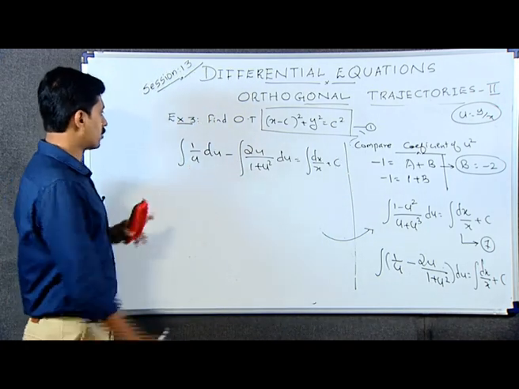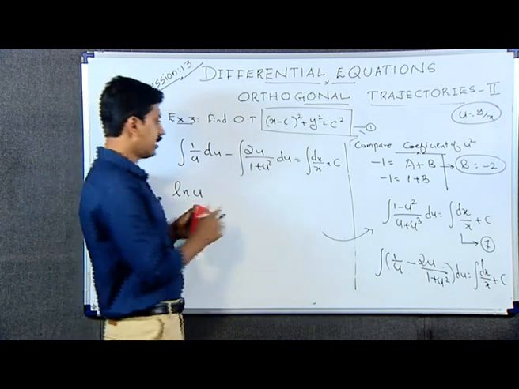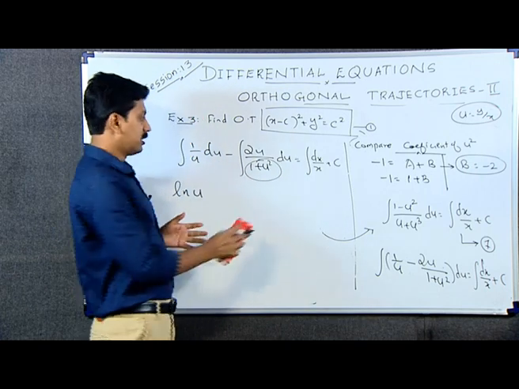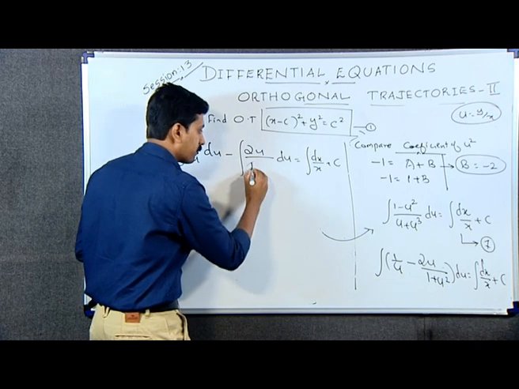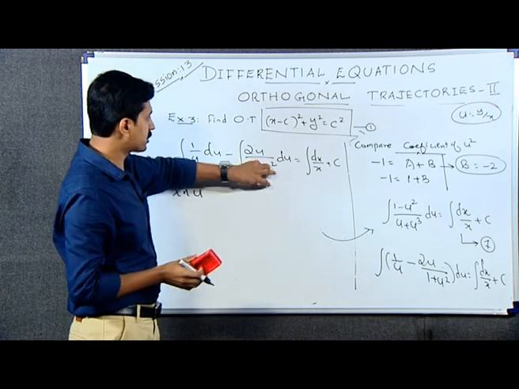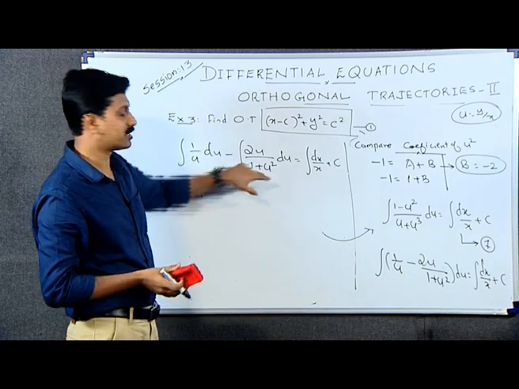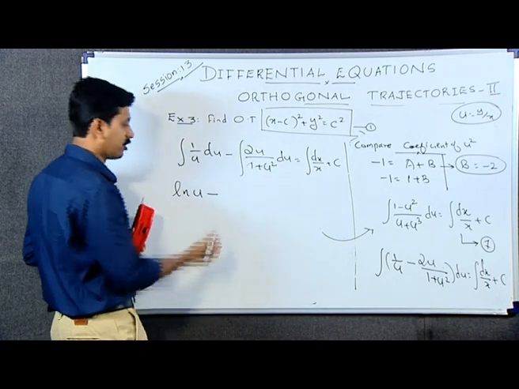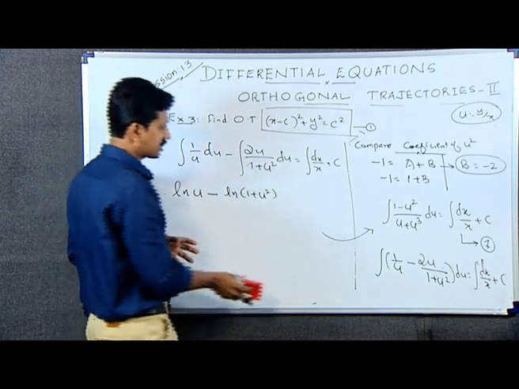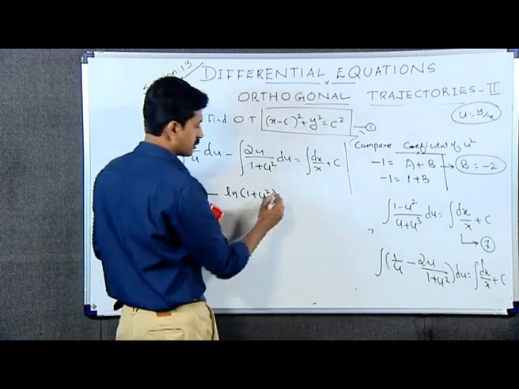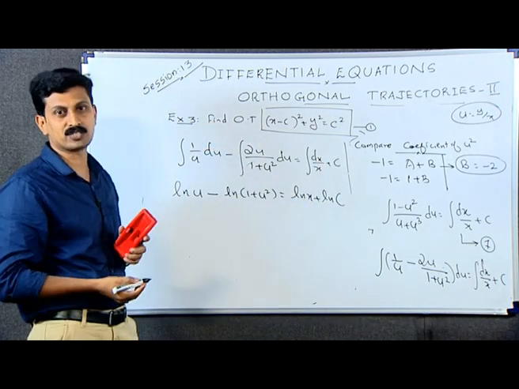Now we are able to solve this. The integral of 1 by u is log u, and here we have 1 plus u square. The derivative of 1 plus u square is 2 u, which is in the numerator. Therefore the derivative of the denominator is in the numerator, so the logarithm of the denominator is the value of the integral. Therefore we can write this as logarithm of 1 plus u square, and this is equal to log x. For convenience I am writing the constant as log c.